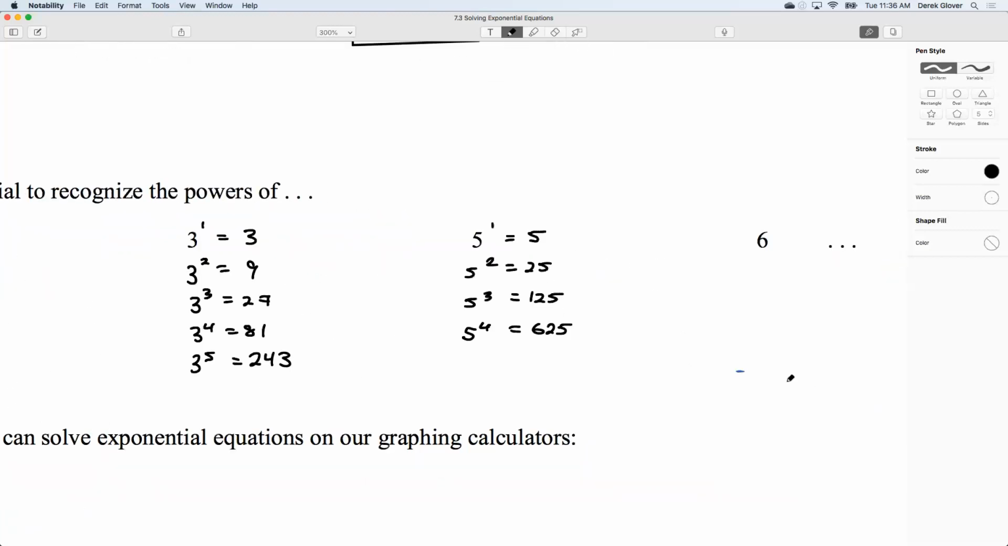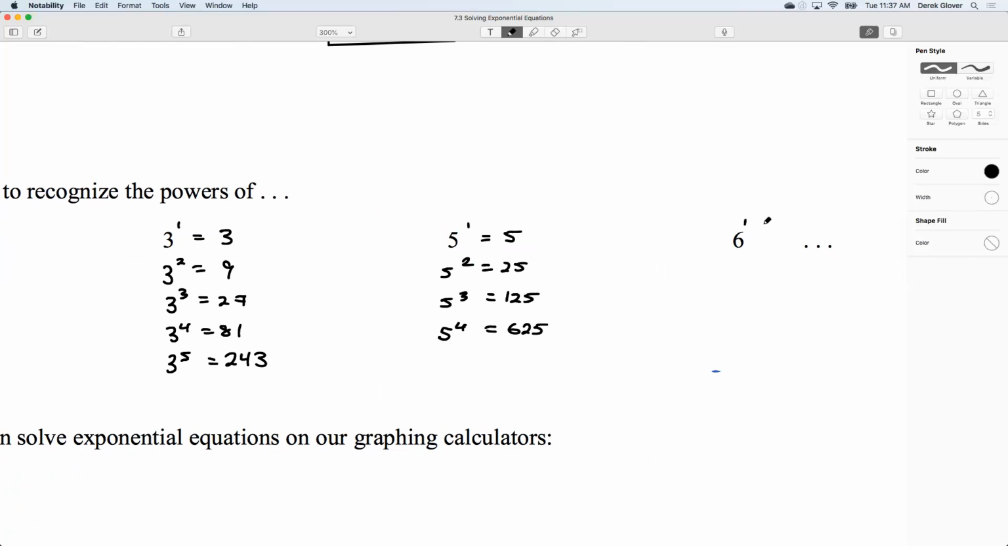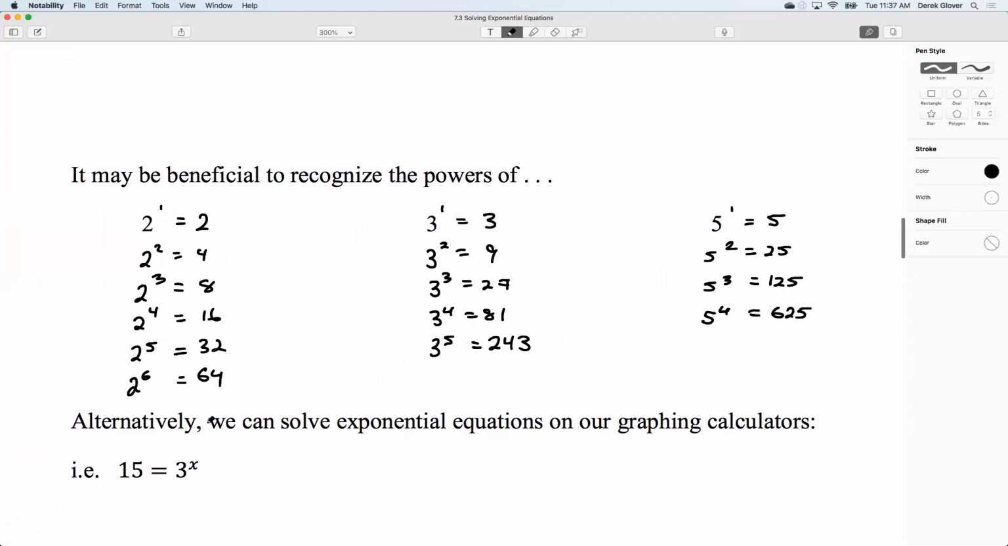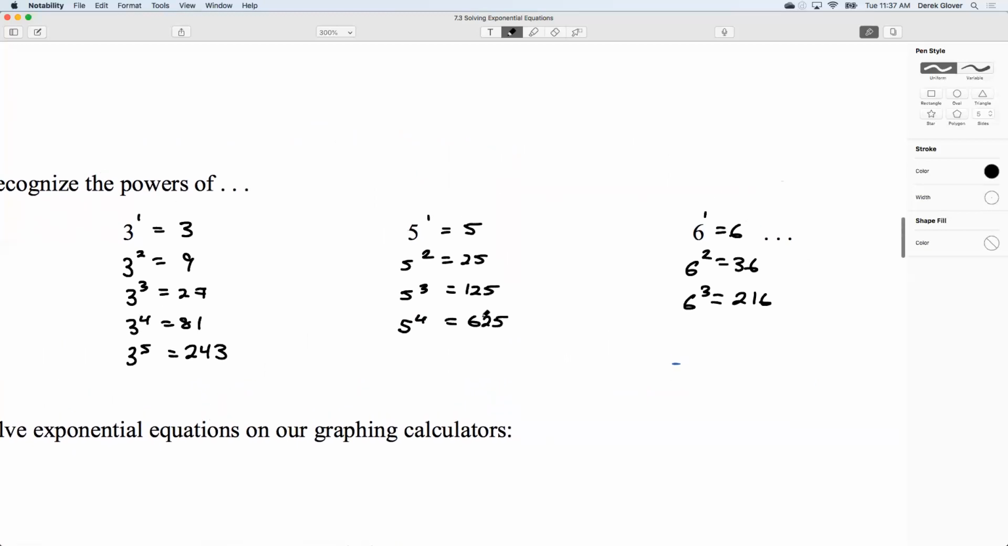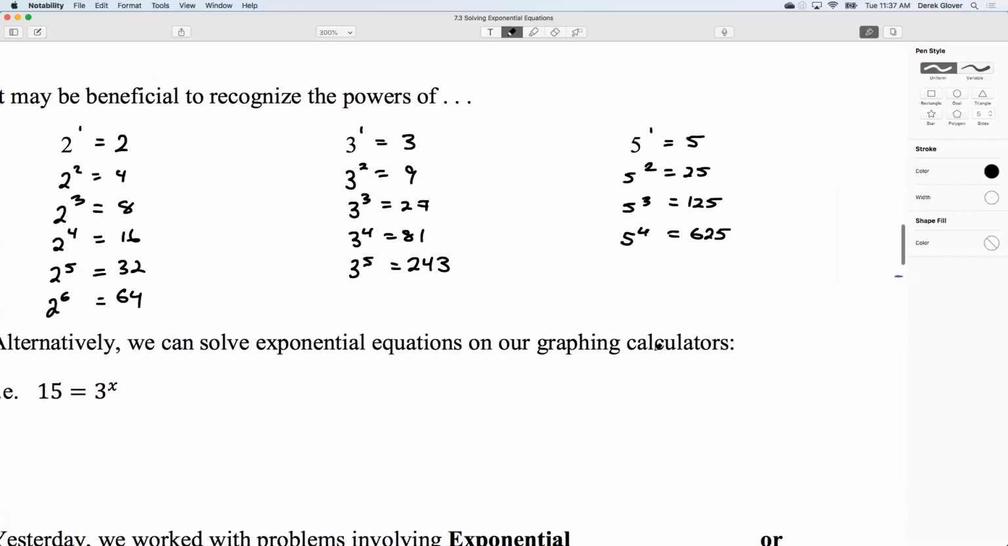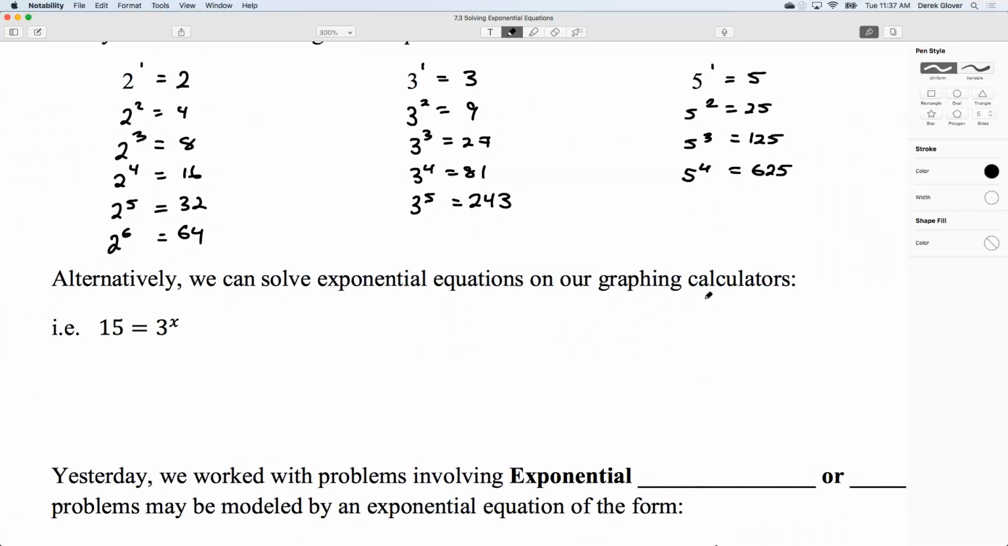For 6's, you only need to know a couple of them. 6 to the 1 is 6, of course. 6 squared is 36, and 6 cubed is 216. And if you're ever unsure, like let's say that you saw 216 and you thought to yourself, that's probably a power of a smaller number, just test some smaller numbers out. You'll quickly find it's not a power of 2, not a power of 3, not a power of 5, but it is 6. And once you recognize some of these, you won't have to actually go back and check to figure out which powers they are.